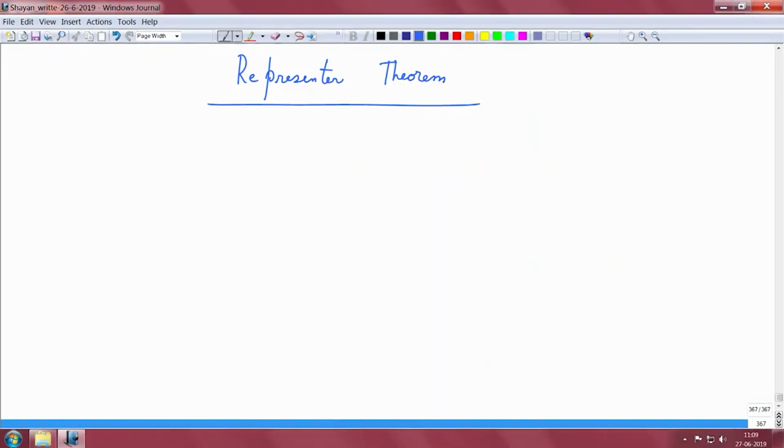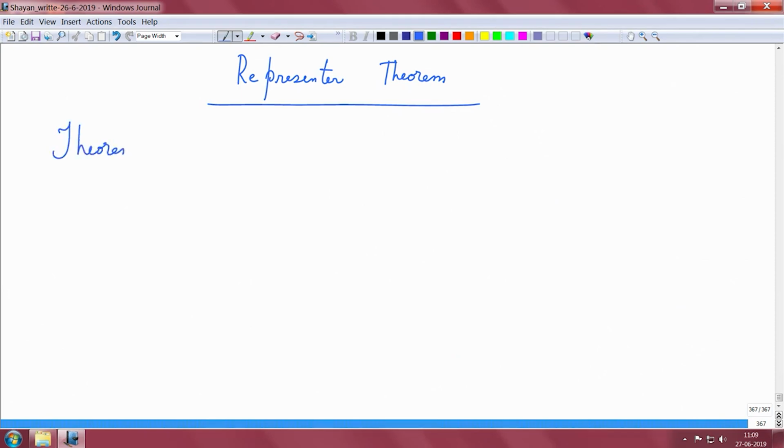So, earlier we discussed some basics of what a reproducing kernel Hilbert space is. Now, we will get into the details of the representer theorem, which means that any function in this reproducing kernel Hilbert space can be expressed as a linear combination of Mercer kernel functions.